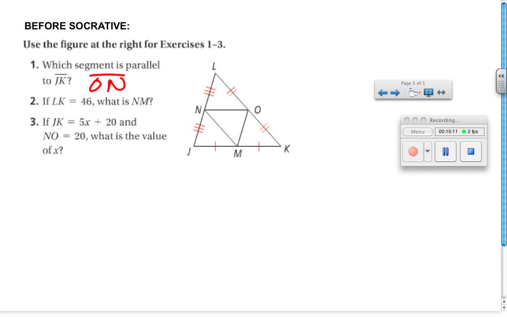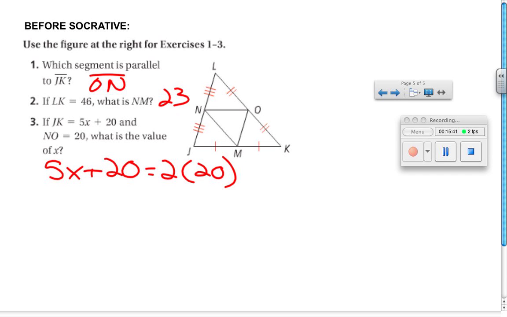Number two, if the length of LK is 46, one person, please. What is the length of NM, Michael? 23. It is 23. Finally, for number three, ladies, I'm almost done. Taylor, don't just give me an answer, give me an equation, please. 5x plus 20 equals 40.